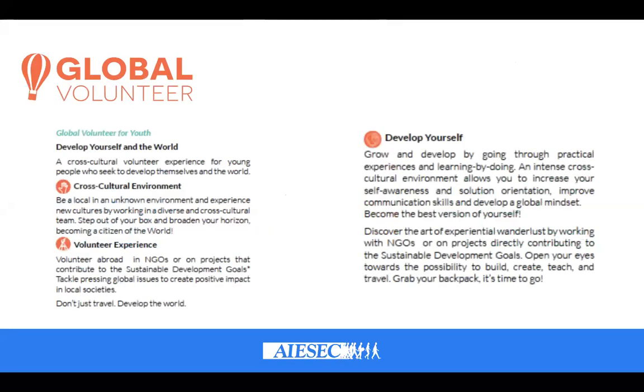For Global Volunteer, we're looking at the value proposition here. This is a cross-cultural volunteer experience for young people to develop themselves and the world. It provides them a cross-cultural environment to explore the unknown and step out of their comfort zone. It is a volunteering experience abroad in NGOs or projects that help contribute to the Sustainable Development Goals, and a space for them to develop themselves, having practical experiences and learning by doing in challenging environments.